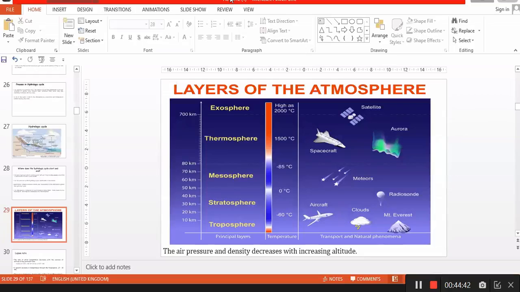Yes, sir. Abhishan, what is troposphere? Can you explain? It's a lower layer of the Earth atmosphere. Yeah, good. It's a lower layer of the atmosphere.